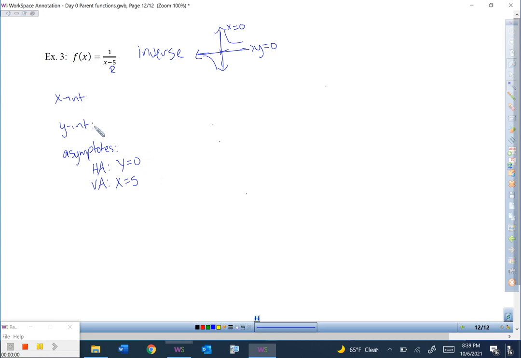Now let's go to work on these things. The y-intercept, again, you just plug in 0 for the x value. And when you put a 0 here, you're just left with negative 5 on the bottom, so negative 1/5. Okay, the x-intercept, we're going to go to work on with the second value being 0.